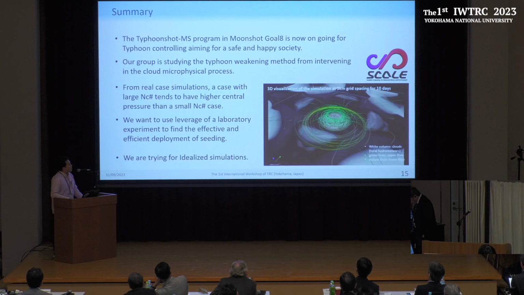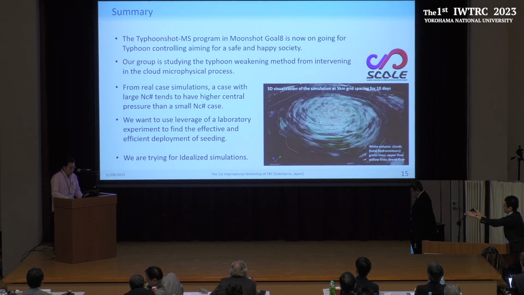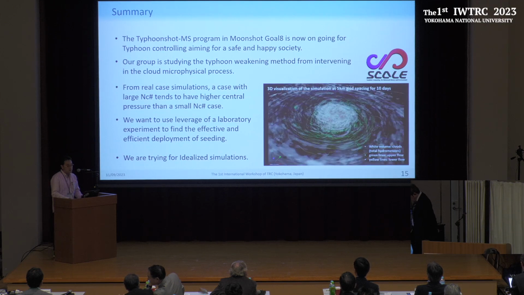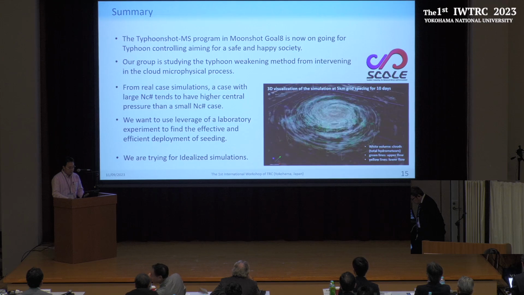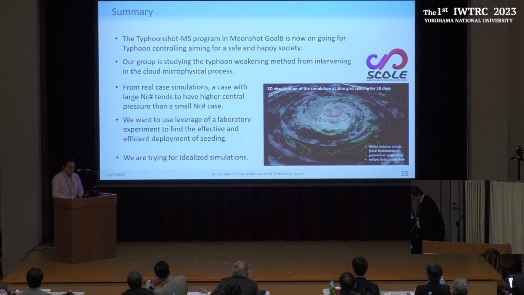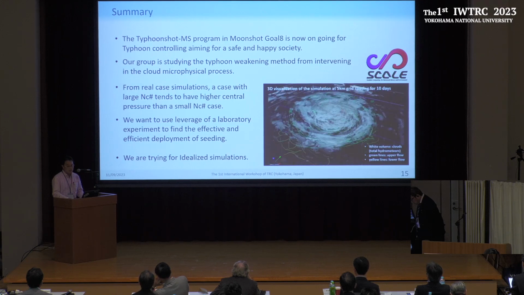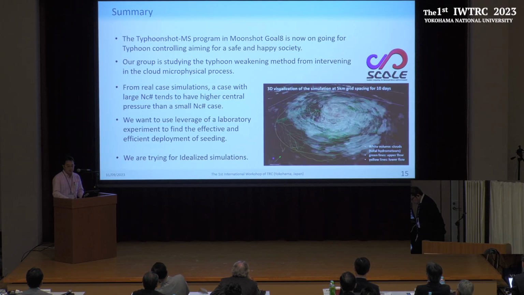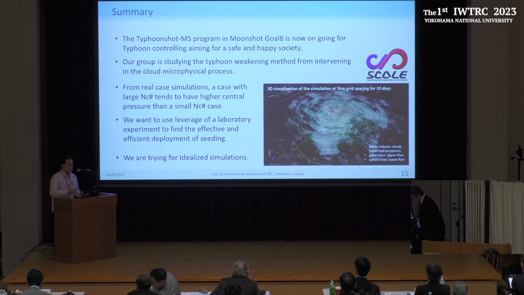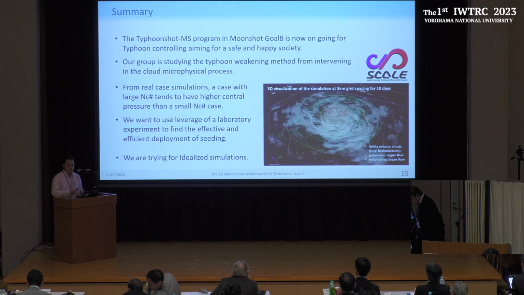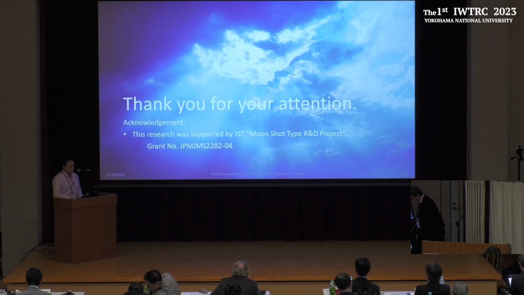Here I'd like to wrap up my talk. We are now working on the Moonshot project, and our project is studying typhoon weakening methods by intervening in cloud microphysical processes. So far, we found that real-scale simulations with large NC numbers tend to have a higher central pressure than those with small NC numbers. We are also trying to idealize the simulation to understand the physical processes in the microphysics of tropical cyclones under simpler conditions. All right, that's all I have today. Thank you very much.